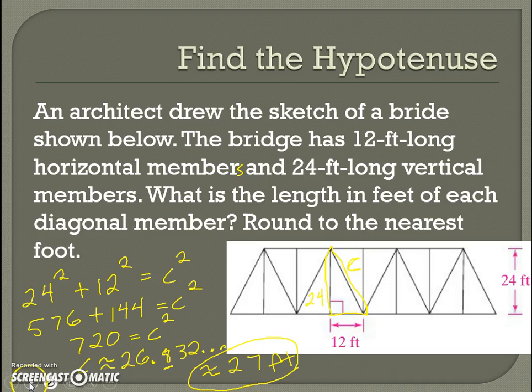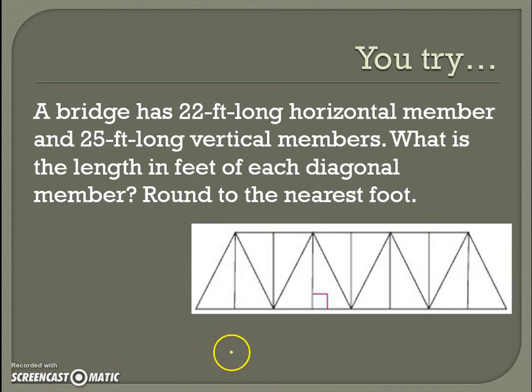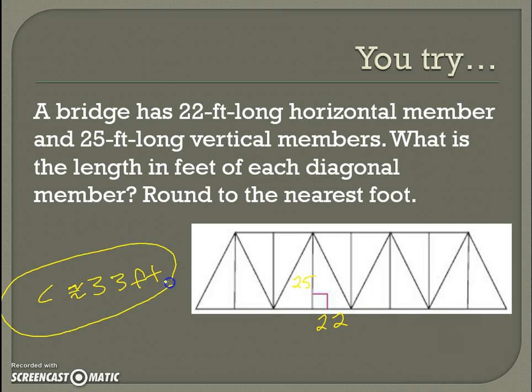Here is one that's similar for you to try on your own. Go ahead and pause and copy that down and try that problem on your own. If it helps you, you may want to draw in these values down here, like this is 22 and this is 25. But hopefully when you're finished, you find that the hypotenuse is equal to about 33 feet. So if you didn't get that, go back and try to find your mistake and correct it.